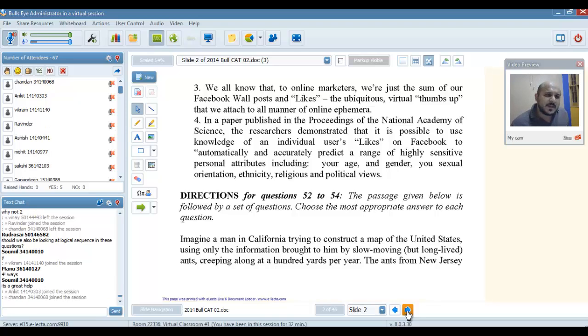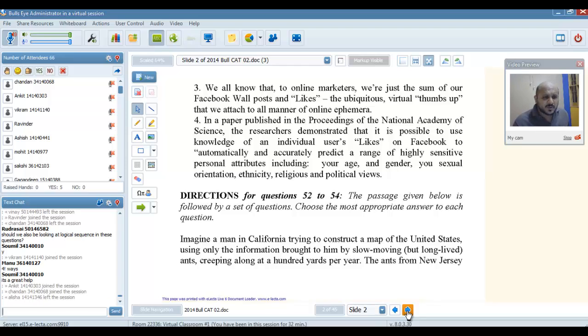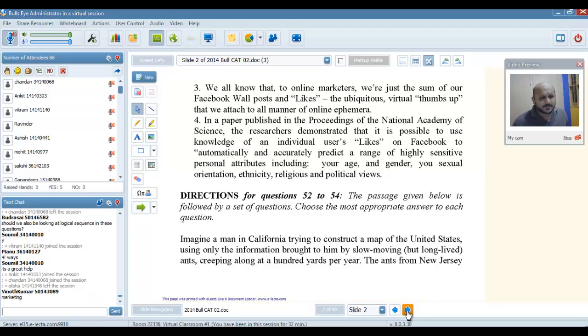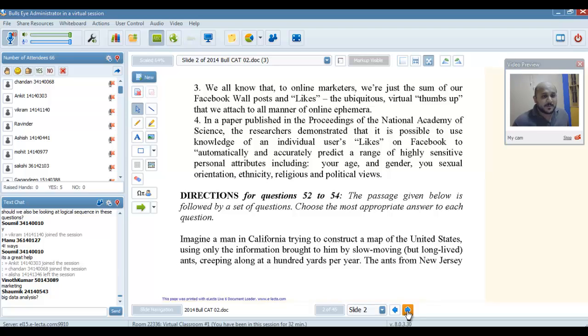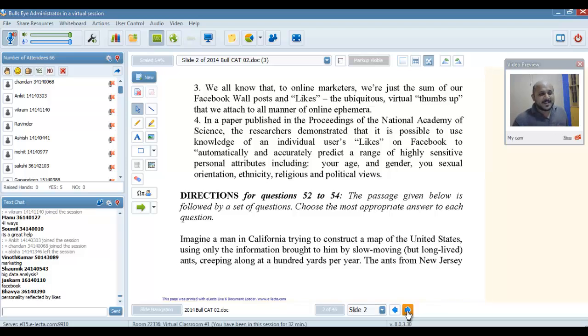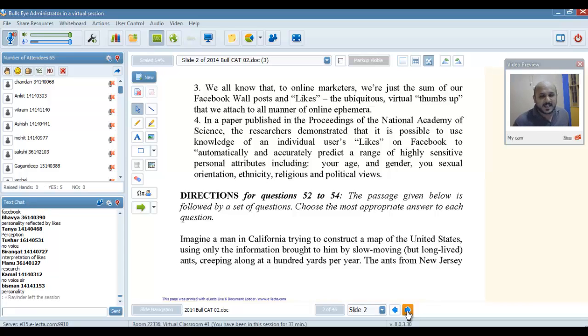What is the main sentiment in this paragraph? Guys, who is the quickest here? Let's see. I've asked a simple question. The first question for today, what was the sentiment of the paragraph in general? What were these 4 lines about? Marketing is the one answer that we've got so far. Everyone else seems to be sleeping. Big data analysis, so that's a technical guy we know. Personality reflected by likes, interpretation of likes, personality, etc., etc.